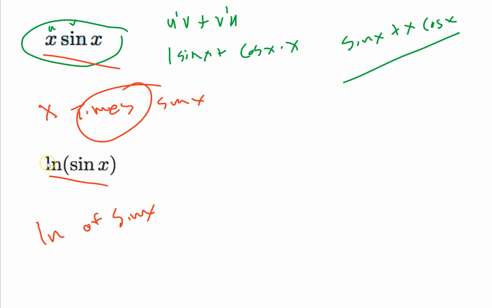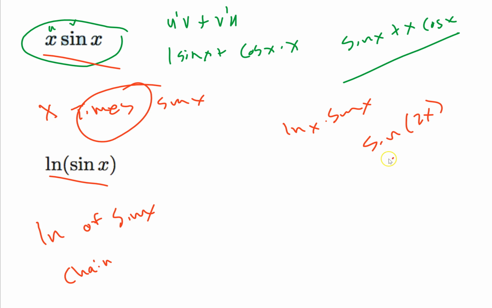This is a composition of functions. It's natural log of sine x, right? So this is a chain rule. There's a function inside another function. They're not being multiplied. Multiply would be this, right? That's being multiplied. By the way, you never see sine by itself. I see people do this sometimes.